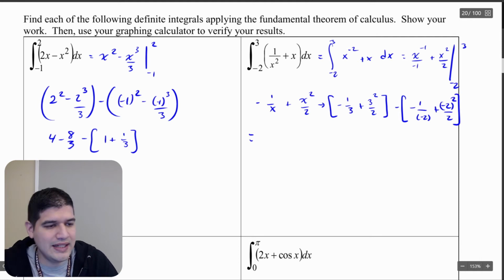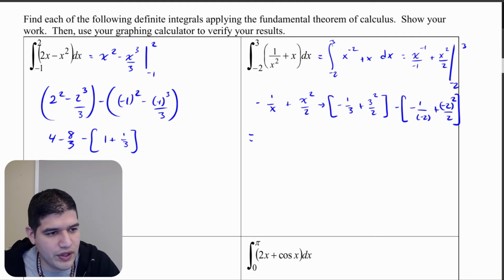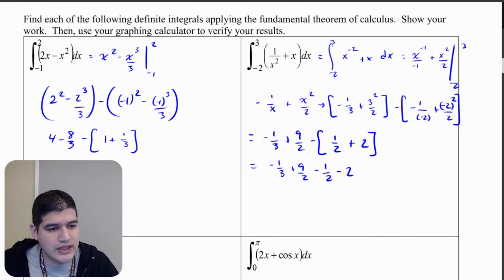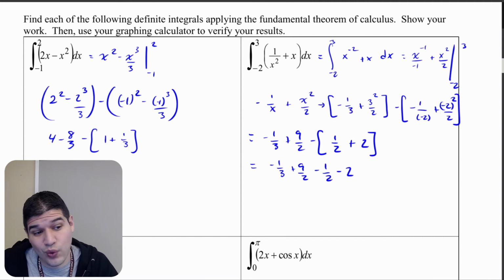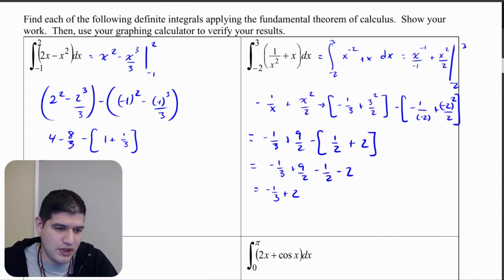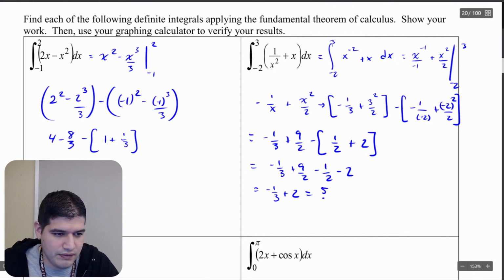All right, so let's go ahead and evaluate this. I get -1/3 plus 9/2 minus 1/2 plus 4/2, which is 2. So I'm going to distribute that negative now. I'm going to get -1/3 plus 9/2 minus 1/2 minus 2. So I do see that these 9/2 minus 1/2, that's going to give me 8/2, which is 4. 4 minus 2 is 2. So I get -1/3 plus 2. And 2 is 6/3. So -1 plus 6 is going to get me 5/3.